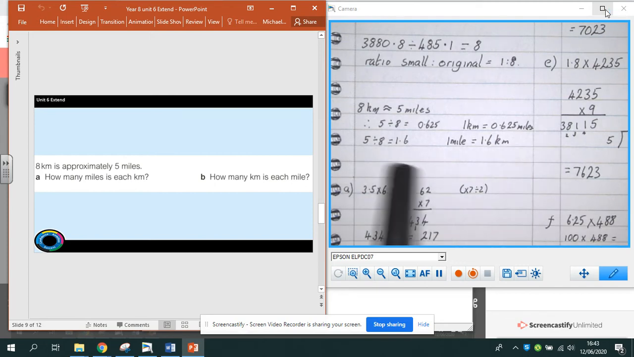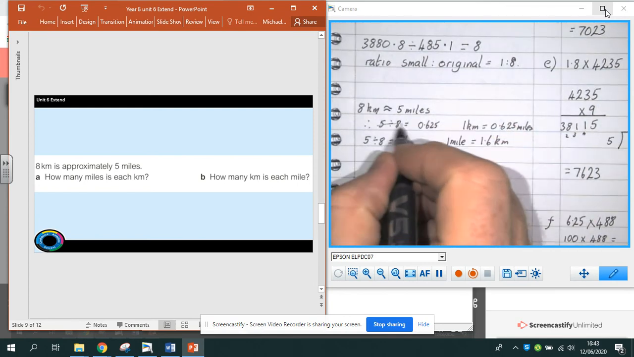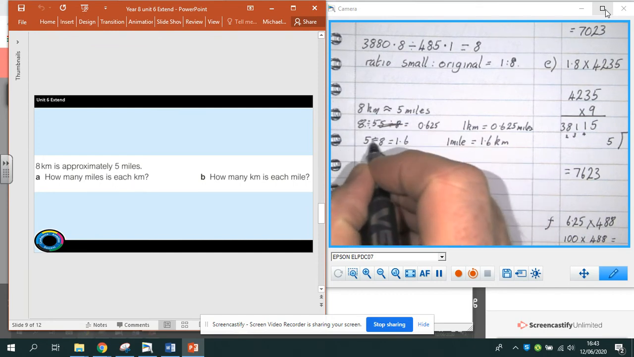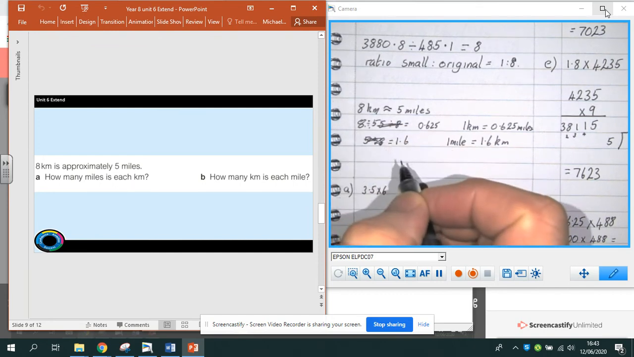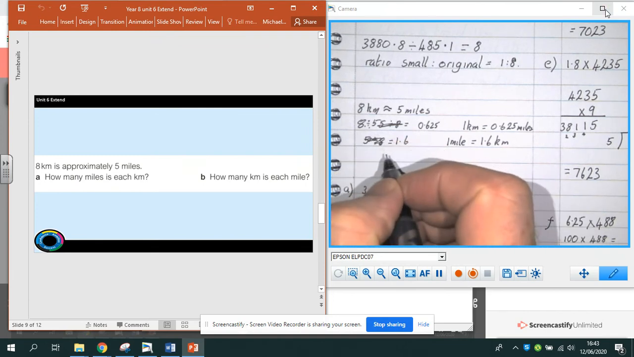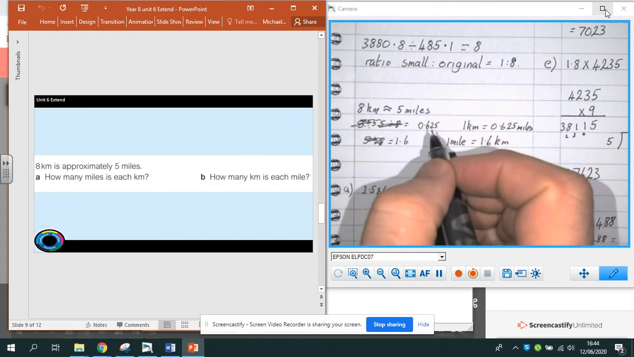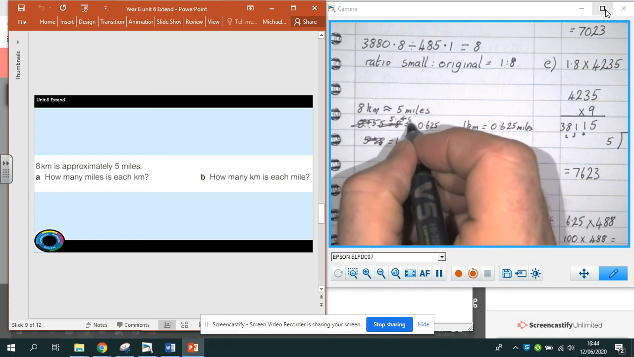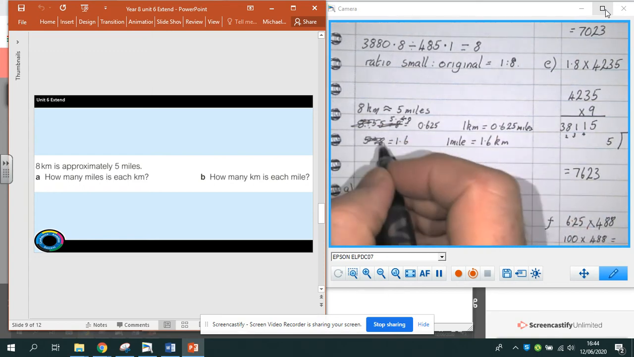Then for the next one, we're going to do it around the other way. Actually, I've written those down incorrectly, haven't I? That should be 8 divided by 5. I haven't. 5 divided by 8, sorry, is 0.625.